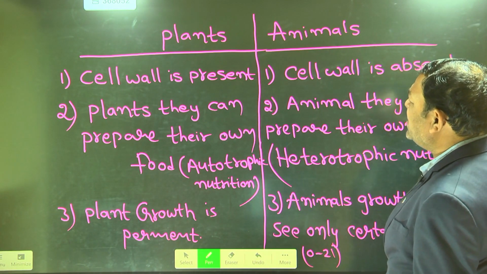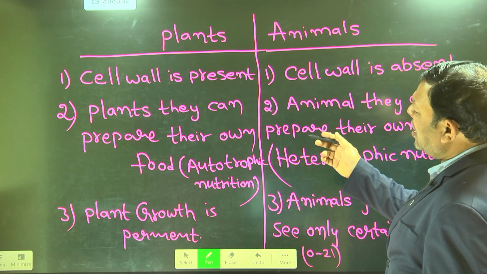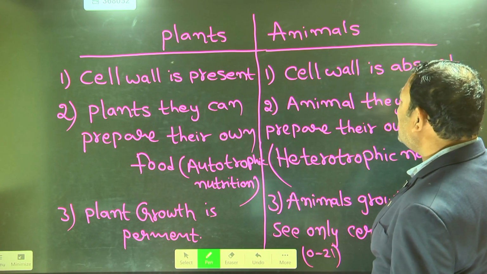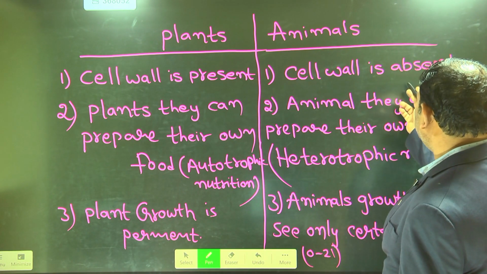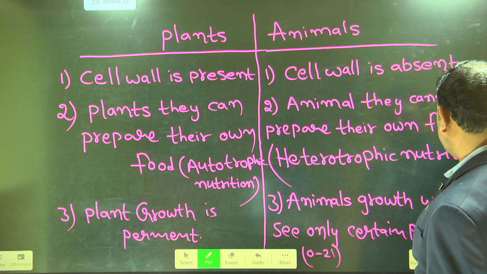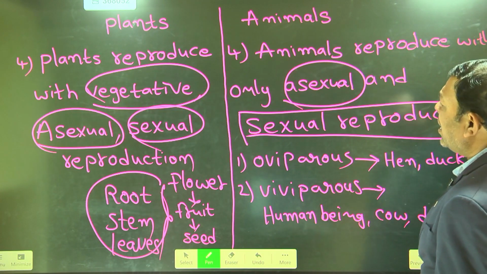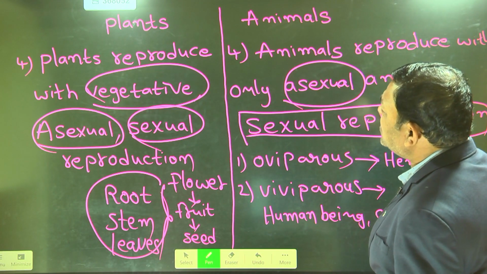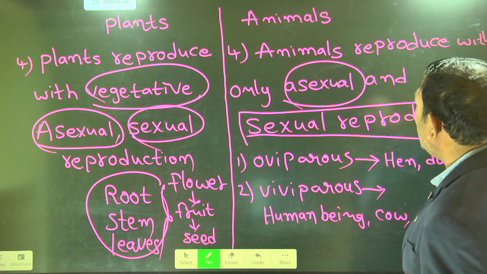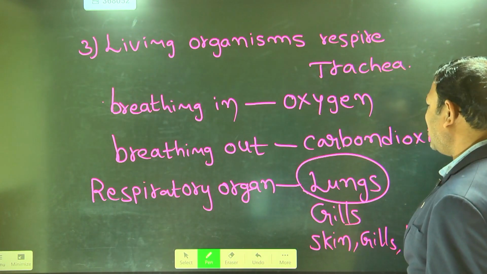So this is the difference between the plant cell and animal cell. In plants, the cell wall is present, they have autotrophic nutrition, and plant growth is a permanent, continuous process. The cell wall is absent in the animal cell, which has heterotrophic nutrition. Animals show growth only for a certain period. Plants reproduce by vegetative reproduction, asexual reproduction and sexual reproduction. Animals reproduce only by asexual and sexual reproduction.